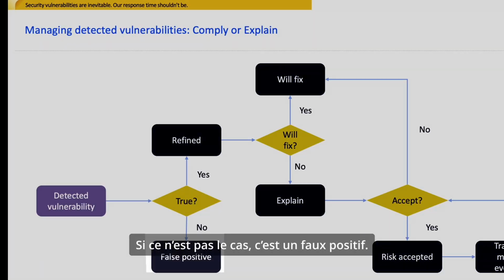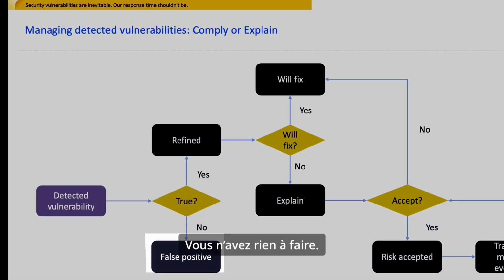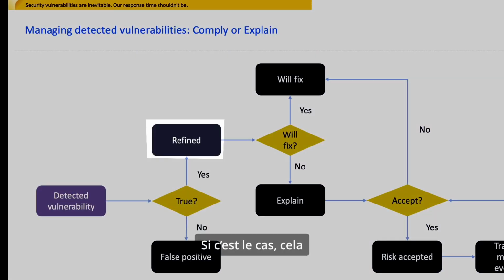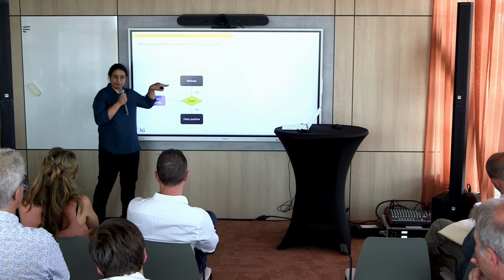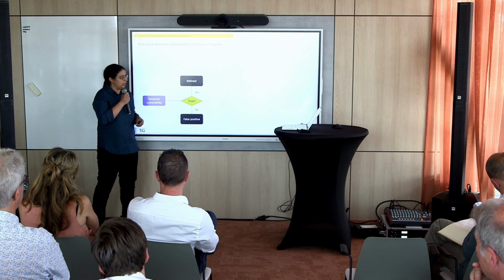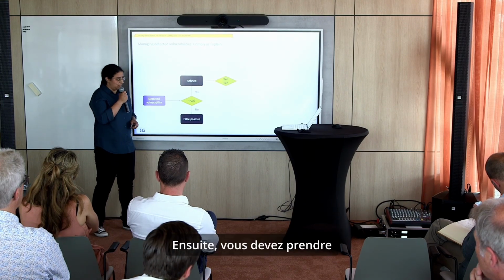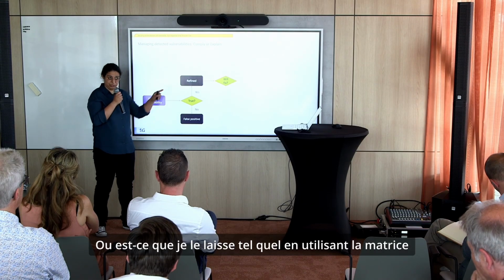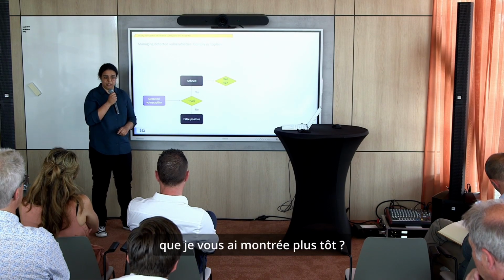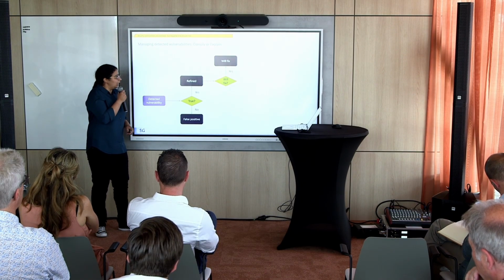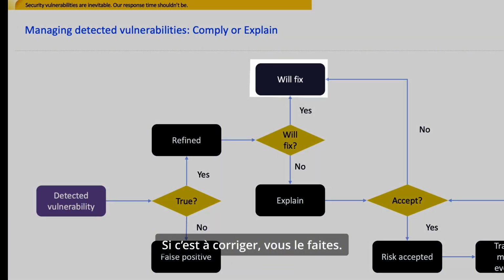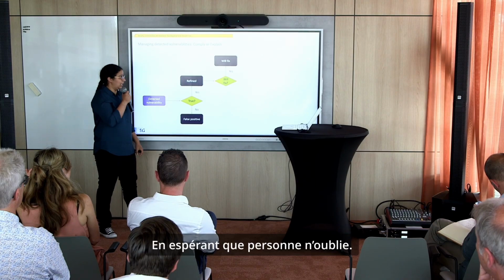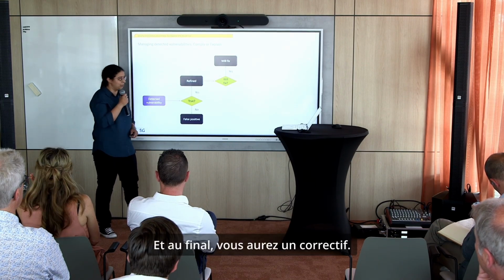If it's not, then it's a false positive. You don't have to do anything, and you're lucky. If that's not the case, that means that the finding is there. You found it. It's defined. Then you have to make a decision. Do I fix it, or do I leave it as is, using the matrix that I showed you before? If you fix it, you make a ticket somewhere on a backlog, hope nobody forgets, and in the end you will have a patch.